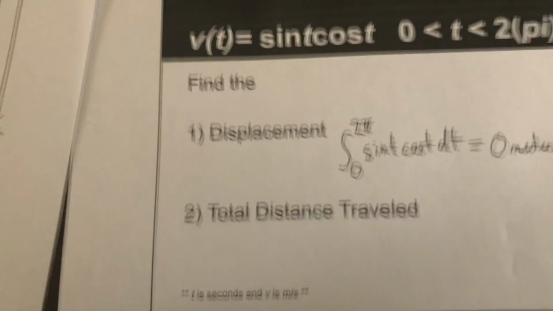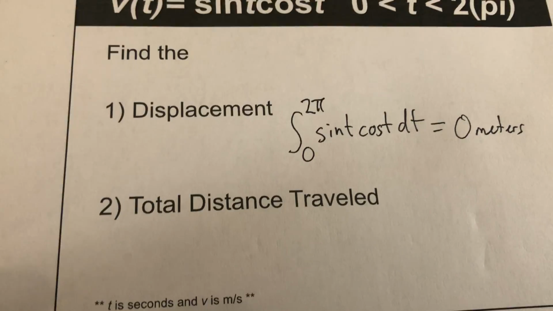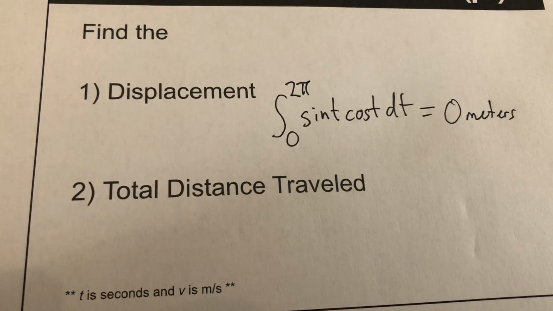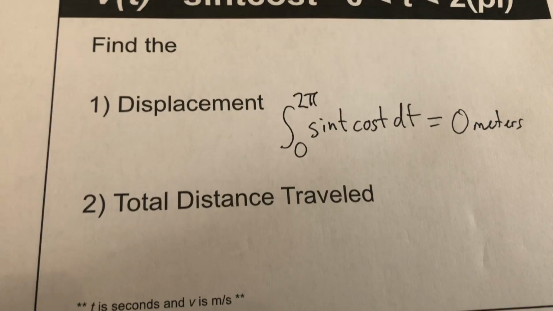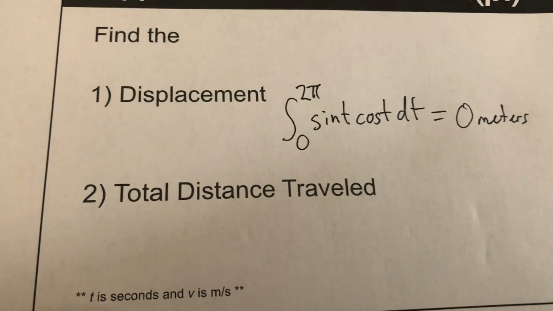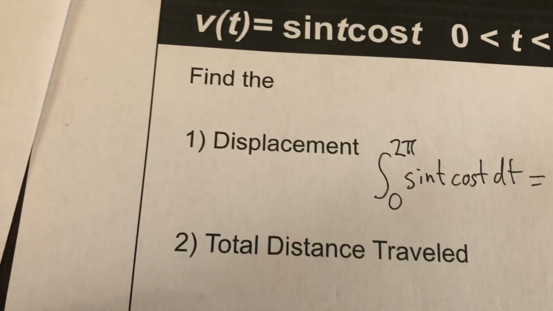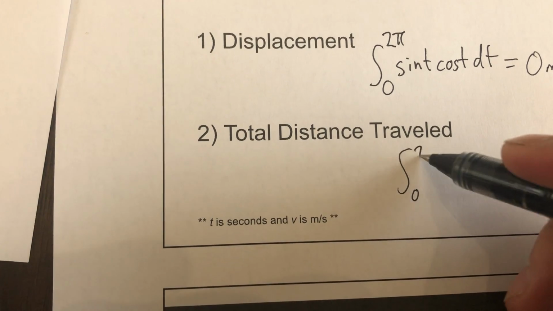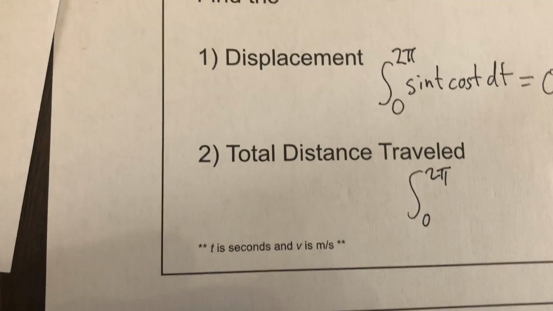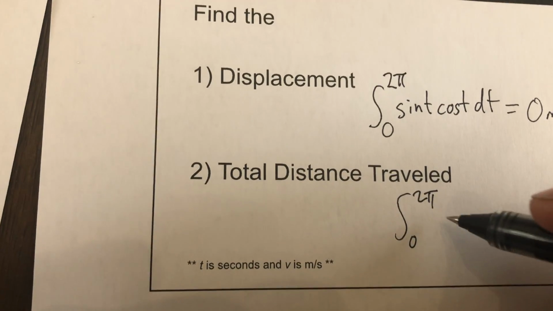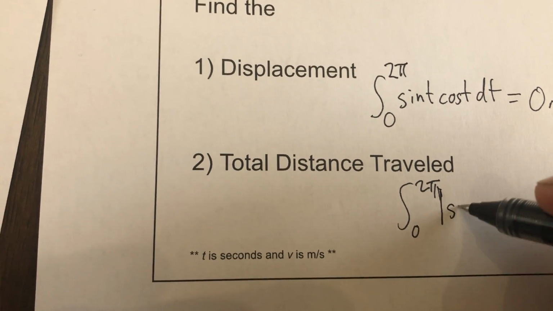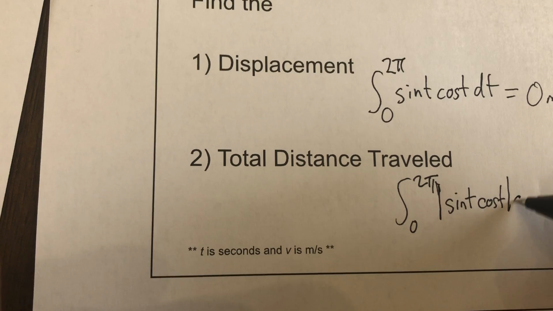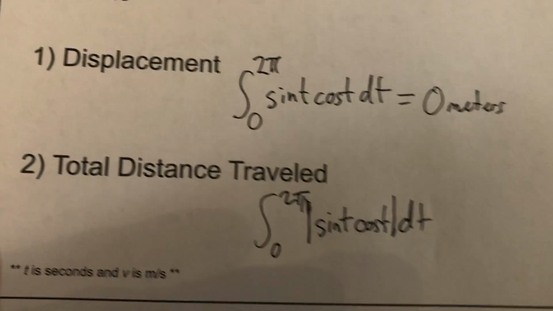Now, total distance traveled doesn't consider any negative, so everything's going to be positive. So one way we could do that is define each individual interval, make them all positive, add them together, but that's kind of labor intensive. So what we can do instead is the interval from 0 to 2 pi of our function, but we're going to take the absolute value of that, sine of t, cosine of t, with respect to dt.